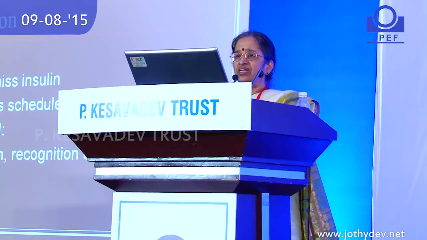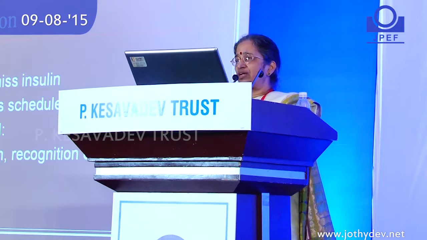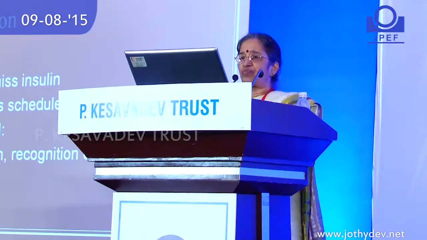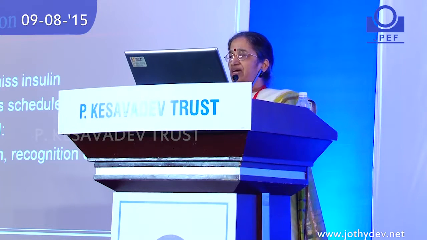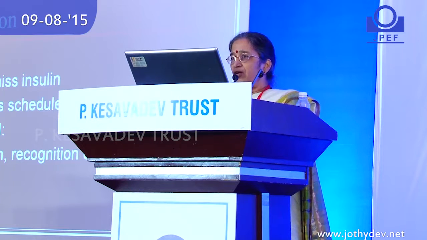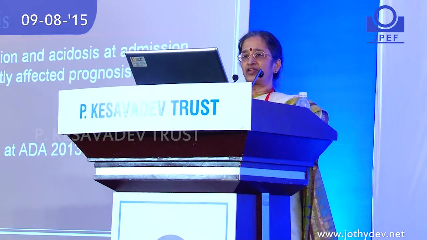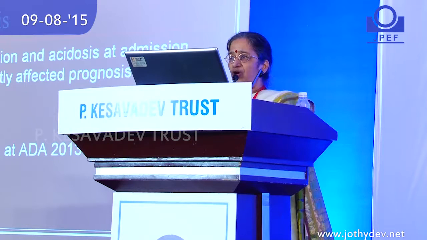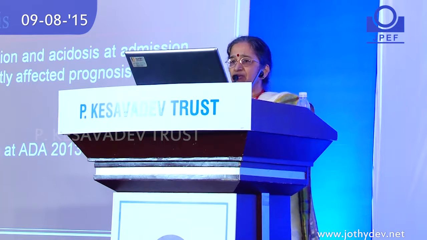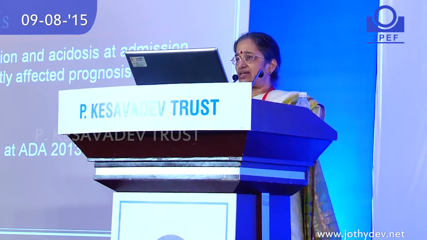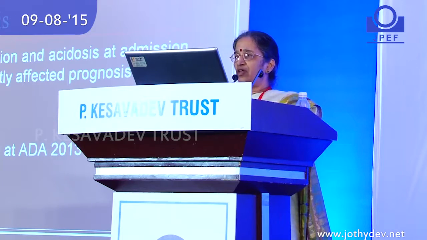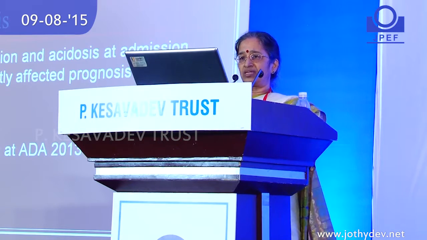The most important thing is the prevention. Don't miss insulin. Sickness schedules must be explained to type 1 patients, and in type 2 patients, elderly with infection, look for ketosis. Recognition of the problem is important. The prognosis depends upon hypotension and acidosis. This is our paper which we presented in ADA 2013. These are the only 2 things that affect prognosis in a DKA.